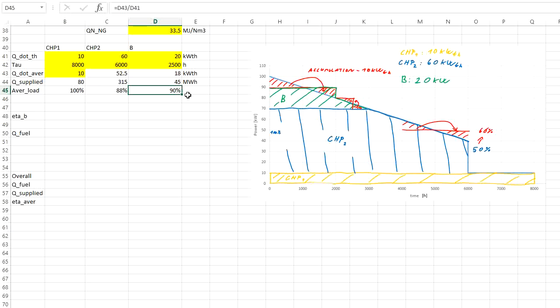So also thanks to the accumulation and desensitizing, in average throughout the whole year the CHP1 is running all the time at 100%, CHP2 at 88%, and the boiler at 90%.